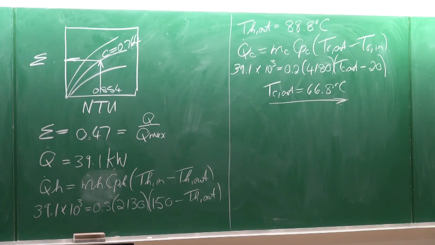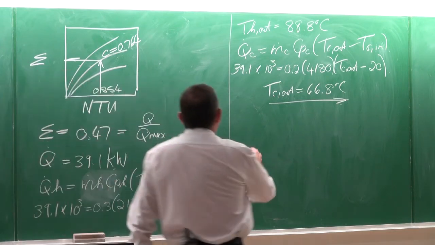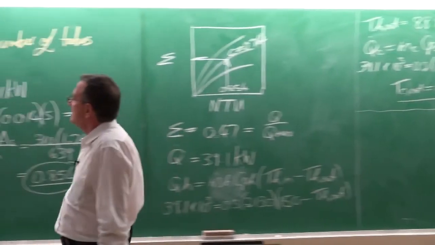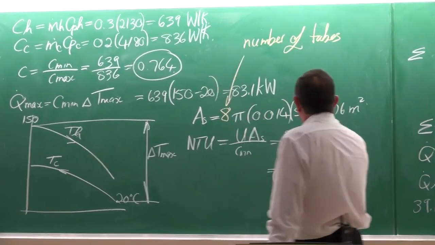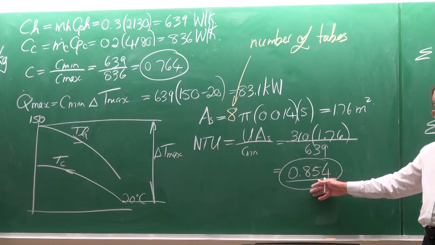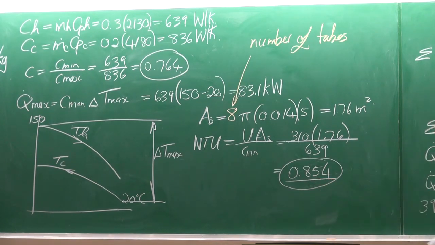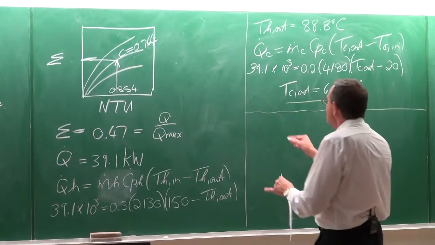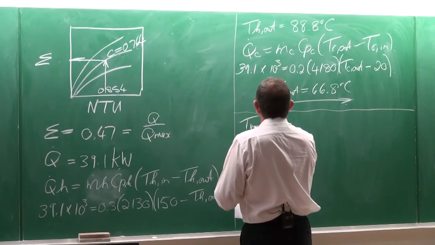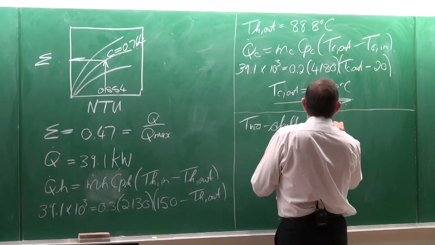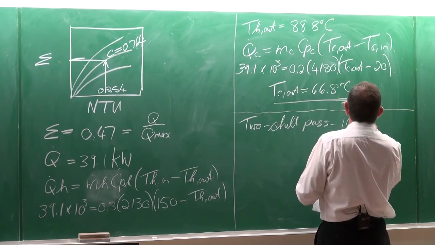Okay, you've got it? Okay. Now, as I've mentioned, this effectiveness or this NTU method tells me that there's actually lots of potential to improve this heat exchanger. So let's suppose you would like to make a design modification, for example, going to a 2-shell pass and a 16-tube pass heat exchanger.